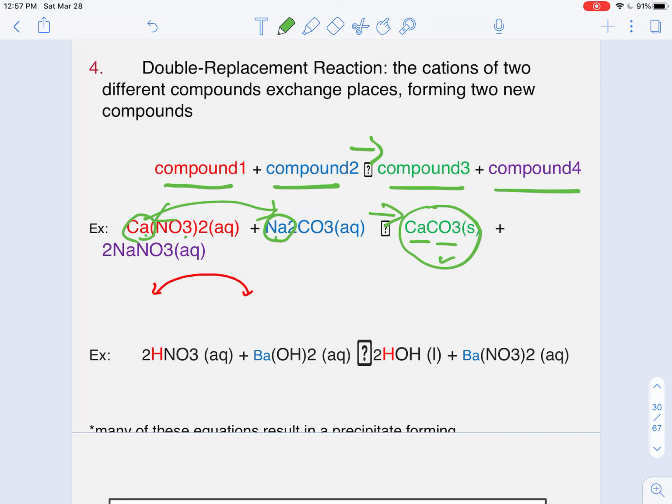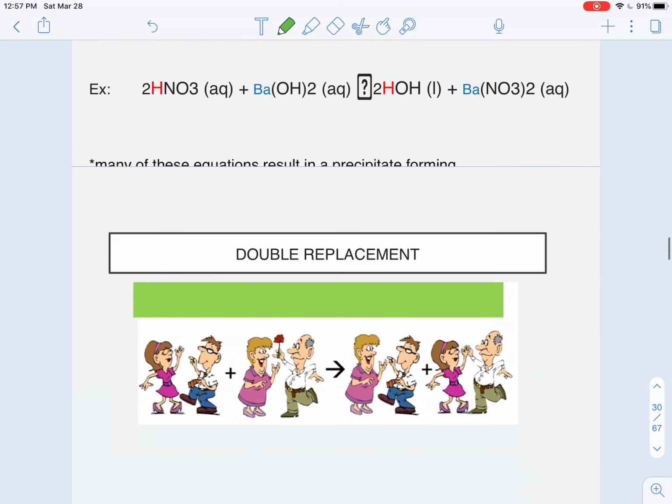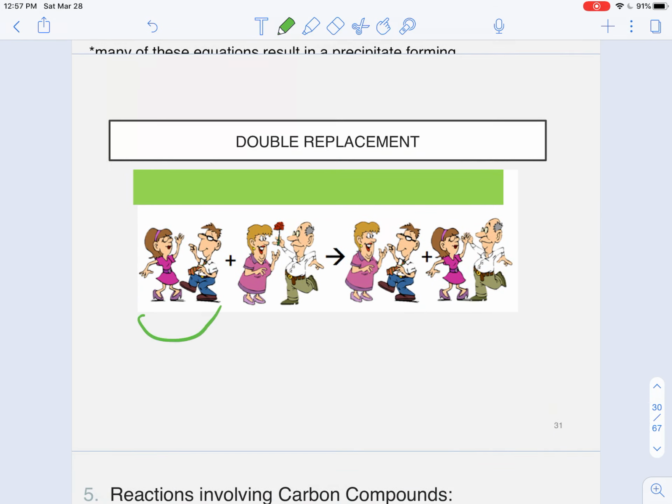And now sodium is going to go with the nitrate. They both have 1 charges, so drop and swap, and NaNO3 is the correct formula. So you can see how 2 compounds swap partners to make 2 new compounds, and you can think about 2 couples that are dancing, and they will swap partners and dance with the other one. That's basically what double replacement is.